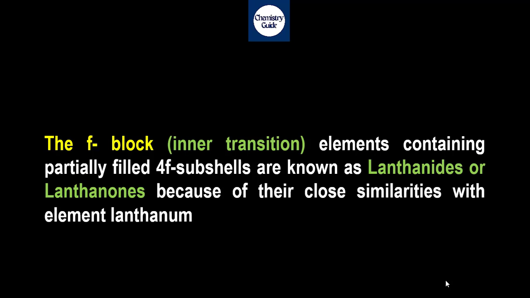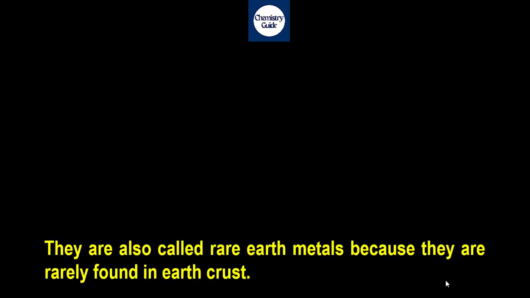Why are they called lanthanons? Because the F block elements are also called inner transition elements because they contain partially filled 4F subshells. They are also called lanthanides or lanthanons because they have a close similarity with the element lanthanum. Further, they are called rare earth metals because they are rarely found in the earth crust.